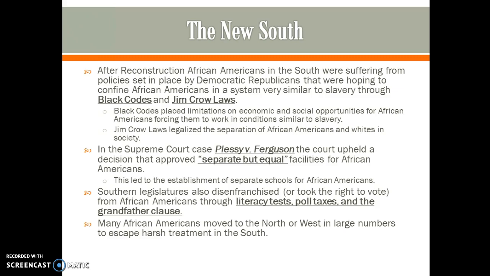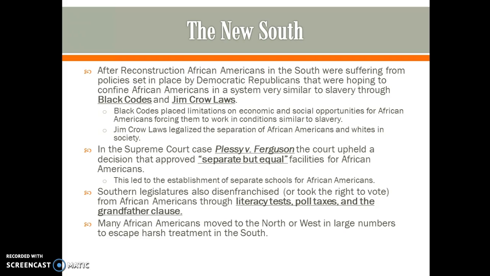Okay, so back to black codes and Jim Crow laws. Black codes were laws that placed limitations on economic and social opportunities for African Americans. It forced them to work in conditions that were very similar to slavery. Black codes were what came after slave codes, and slave codes were passed during slavery that would limit African Americans' freedoms.